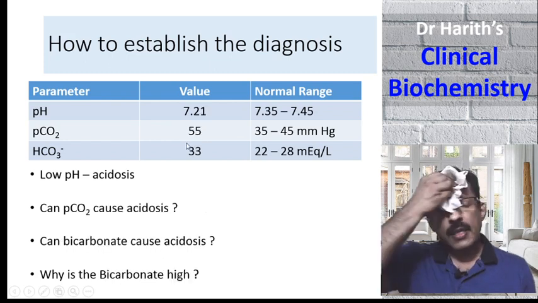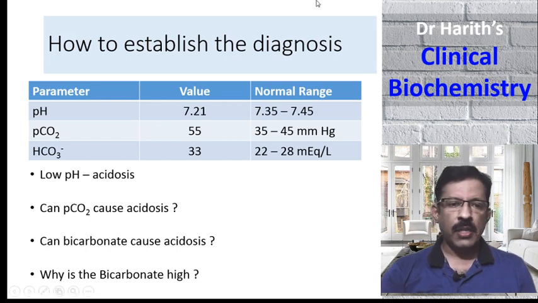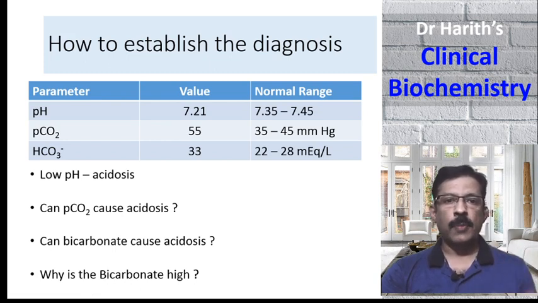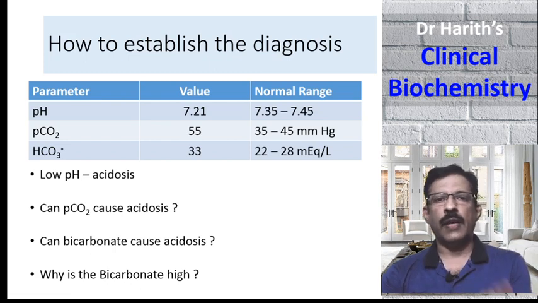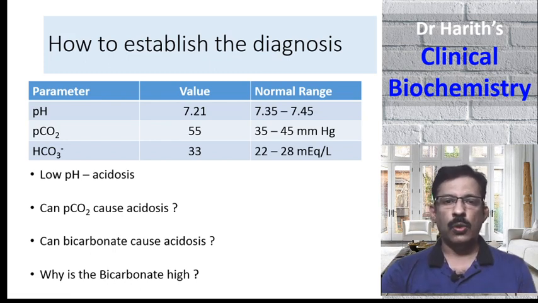Now let's go to another case to understand the same concept. Here we have a pH of 7.21, a PCO2 of 55, and a bicarbonate of 33. So the pH is low, so that is acidosis. The PCO2 is higher than normal. Can a high PCO2 cause acidosis? The answer to that is yes, because we are retaining carbonic acid, and carbonic acid is an acid which will lead to the production of acidosis. So yes, a high CO2 can cause acidosis. So this is respiratory acidosis.